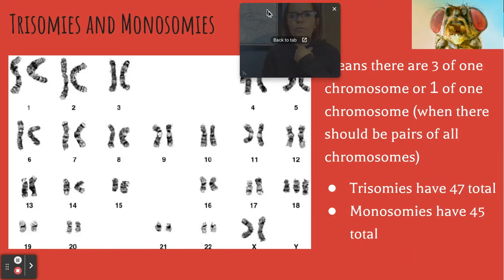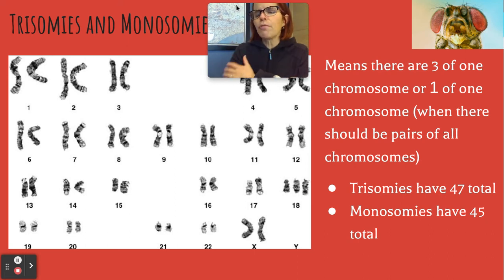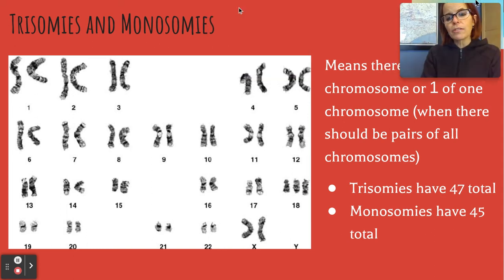Okay, so moving on, it says trisomy or monosomy means there are 3 of one chromosome or 1 of one chromosome when there should be pairs of chromosomes. So kids that are born with trisomies have 47 chromosomes total. Kids that are born with monosomies have 45 chromosomes total. And we're talking about humans right now, but this can happen in any species. It's not just humans that it's taking place in.